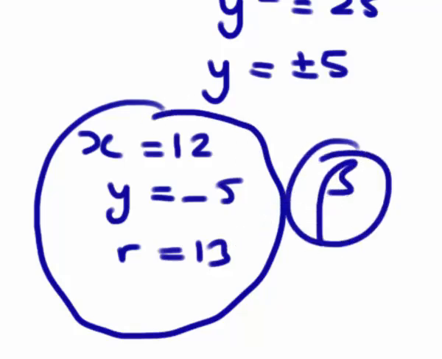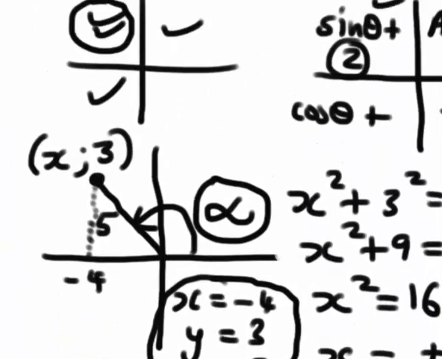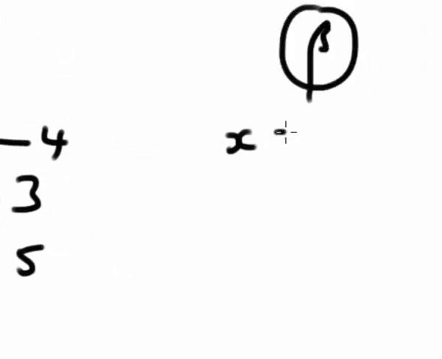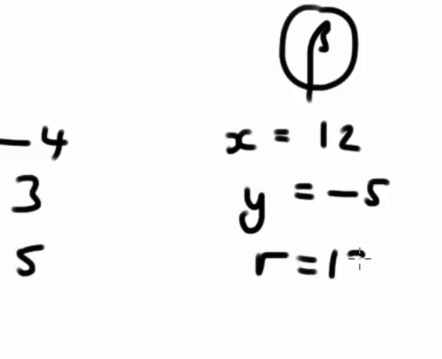Okay. Now I'm going to summarize that because, relative to these diagrams, we've got alpha's angles there. So let's write them down. For the angle alpha, we've got x is equal to -4, y was equal to 3, and r was equal to 5. And for angle beta, we had x is equal to 12, y was equal to -5, and r was equal to 13.